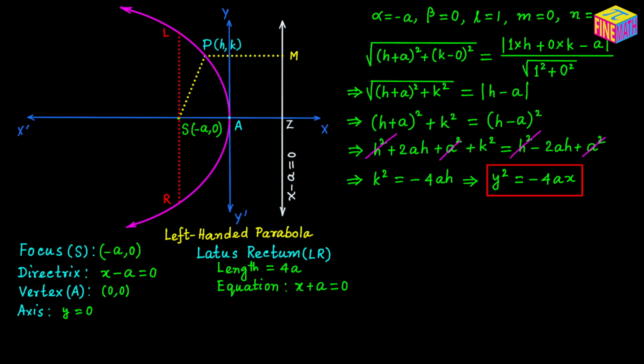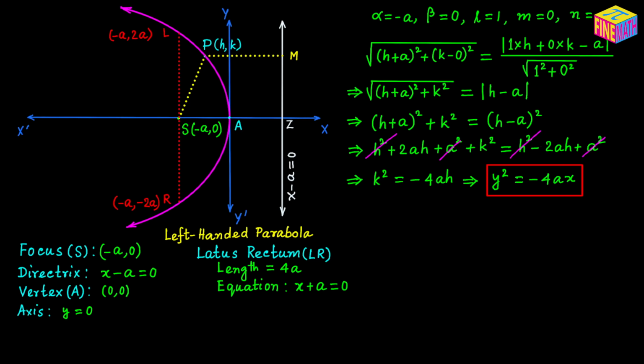And then let's quickly note down the coordinates of the end points of the latus rectum. I mean the coordinates of L and R. I hope it makes sense. Because the x coordinate of L would be negative a, it will be the same as the x coordinate of the focus, and the y coordinate would be 2 times a, because the length of LS is 2 times a. So the coordinates of L should be negative a, 2 times a, and similarly the coordinates of R should be negative a, negative 2 times a. Because R is below the x-axis, the y coordinate of R would be a negative value.